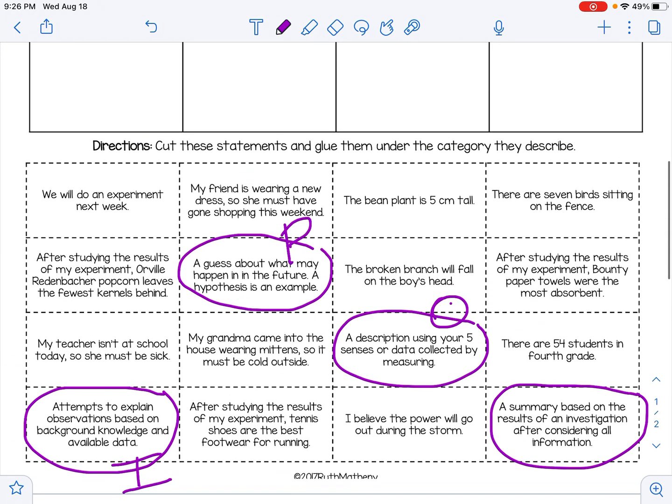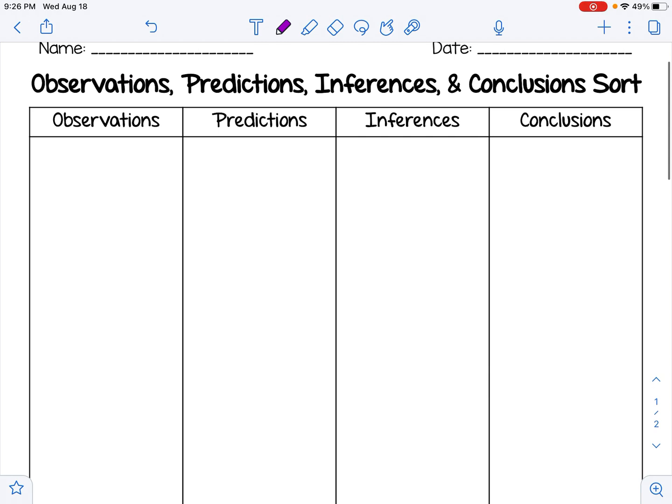Okay, so what I want you to do is I want you to put the remaining 12, and I will tell you that there are 4 in each one of those columns. I want you to think, is it making an observation? Are you using your senses? Or is it showing a measurement? That would go under this observation.